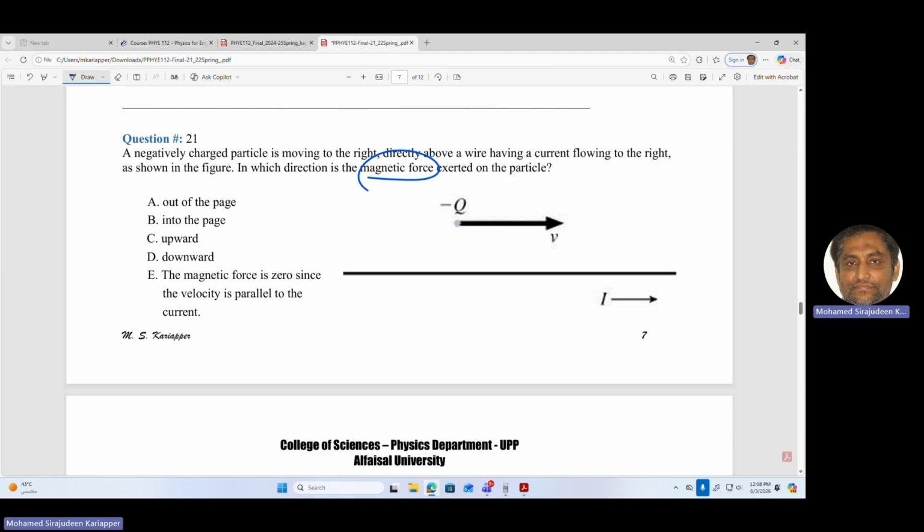So what is the direction of that magnetic field? Yeah, so we are combining two concepts, right? You put your thumb in the direction of the current, and the field will be circles around this wire. So at this point where the charge is, let me call it point P, what is the direction of the magnetic field that is coming from the wire? Out of the plane, very good.